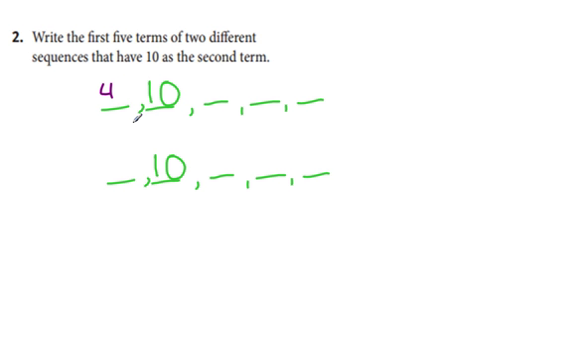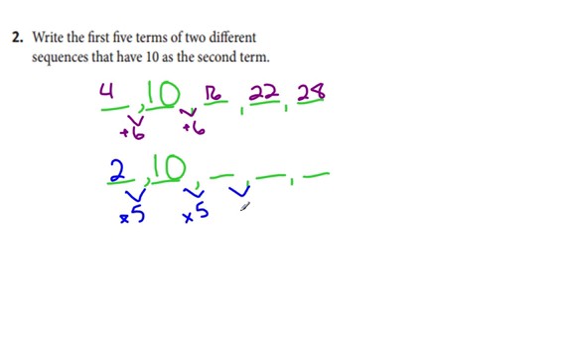Like I could say, I don't know, 4. And then I could say, well, this is plus 6. So I could do plus 6 all the way down the line. So this would be 16, 22, and 28. Okay, or we could do, I don't know, 2 here. And we could just say this is plus 8, or we could actually say this is times 5. So we could just do times 5 all the way down. So 10 times 5 is 50. 50 times 5 is 250. And 1250.